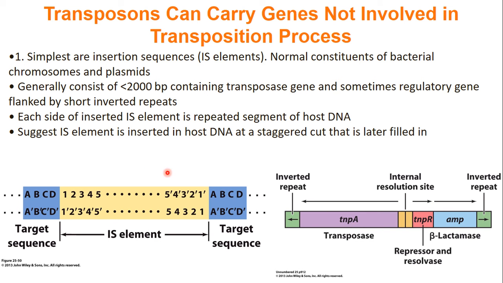Now, for these transposons, each side of the transposable element, or the IS element, is going to be flanked by repeated segments of host DNA. And this repeat actually tells us how the transposon was inserted. It suggests that a staggered cut happened that was later filled in.